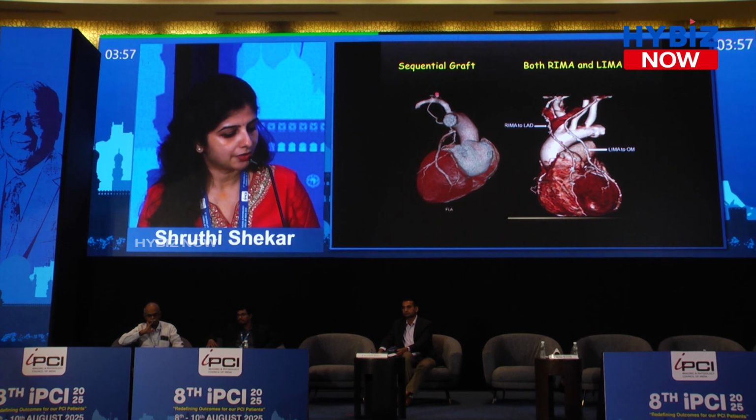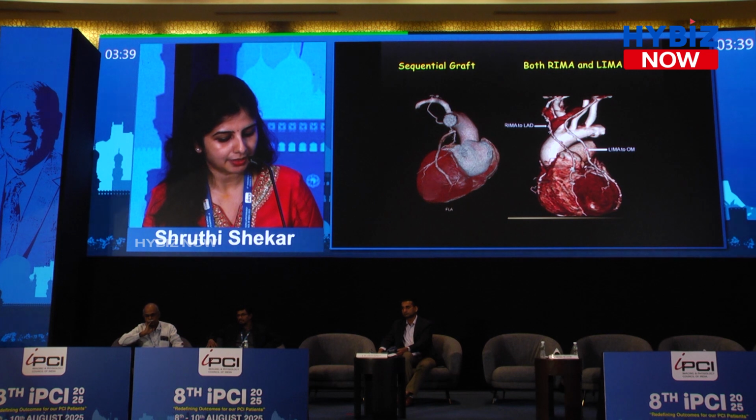Sometimes a sequential graft is placed where a single graft is anastomosed with two native coronary arteries. In this case, there's OM1 and OM2. Both are anastomosed with an SVG graft. Then there are other examples where both Rima and Lima are used. Rima is anastomosed with the LAD and the Lima to the OM.